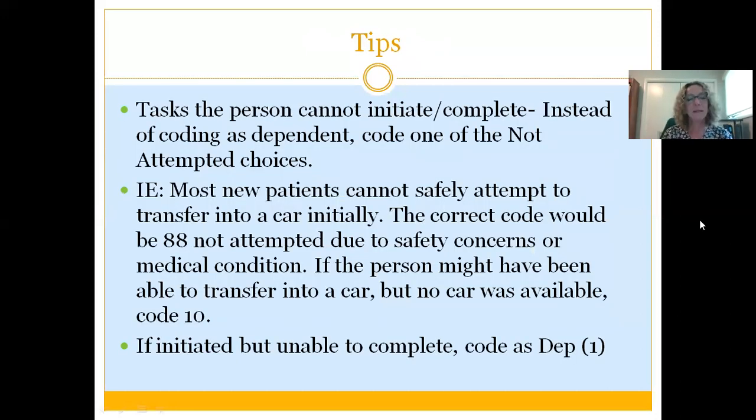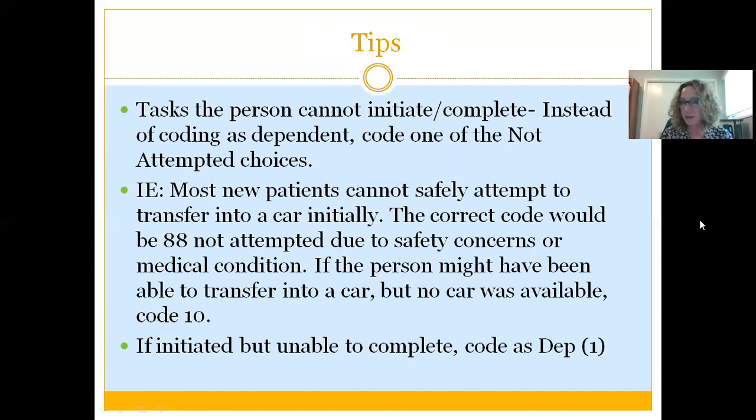Hopefully that makes sense. Some additional tips: if they cannot initiate or complete a task, instead of coding it as dependent, you might want to code it as one of those not attempted choices. Maybe it's a refusal, maybe it's an 88 where it's medically not appropriate for them. For example, with most new patients on the day of your eval, you're not going to do a car transfer initially. That might be scored as an 88 due to safety concerns or medical reasons. You can still make a goal for that area, as I said before, but those are areas where we might want to choose an 88 versus dependent.